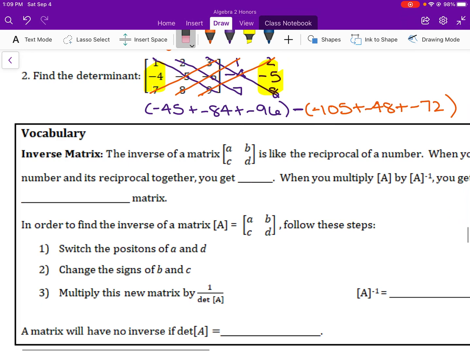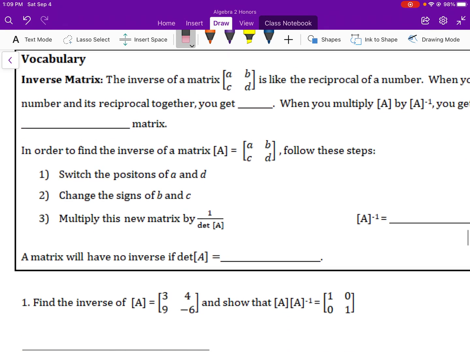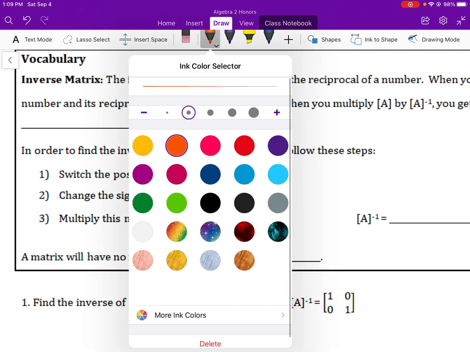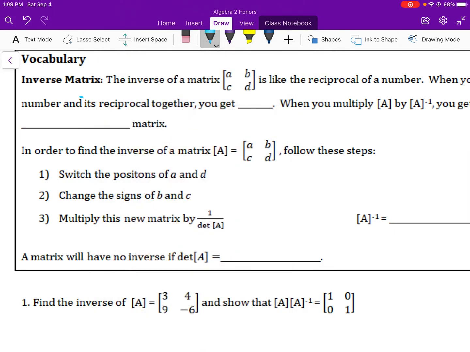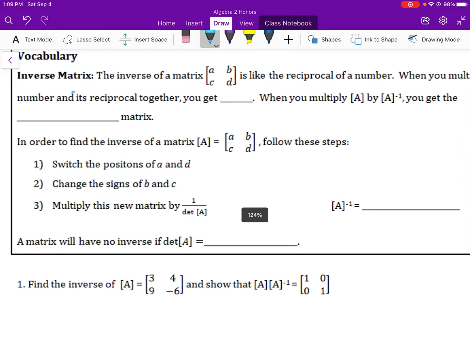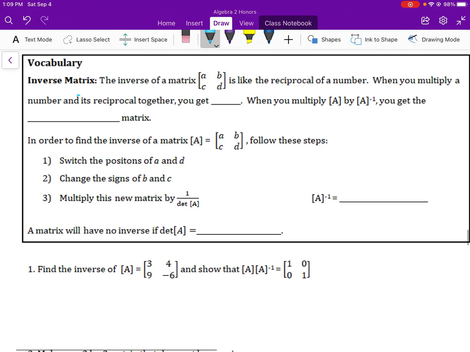Okay, so let's first of all introduce the inverse of a matrix, a 2 by 2 specifically. It's similar to the reciprocal of a number. When you multiply a number and its reciprocal together, you get 1, right? So if I take 2/5 times 5 over 2, this would give me 10 over 10, which is 1. So that's the idea of multiplying a number with its reciprocal.